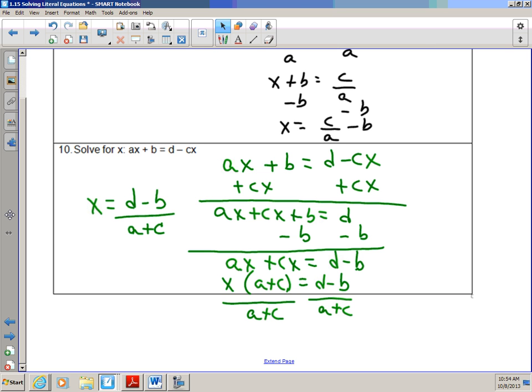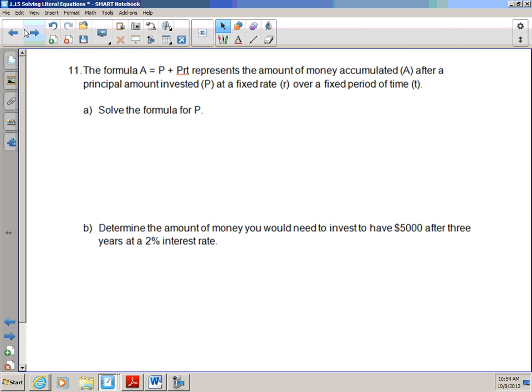Now, to show you a little bit more of a practical use of this concept, and we want to go that way. The formula A equals P plus PRT is the formula used to determine how much money you would get in a certain future time if you deposited a fixed amount today at a certain rate for a fixed period of time. It's called simple interest as opposed to compound interest, and I don't want to make things more difficult than they are. Let's just focus on this formula.